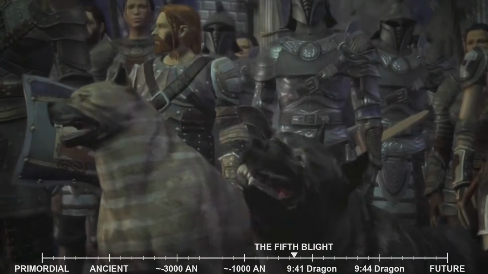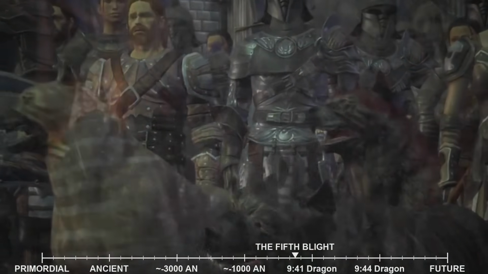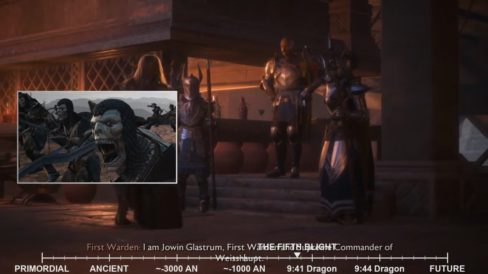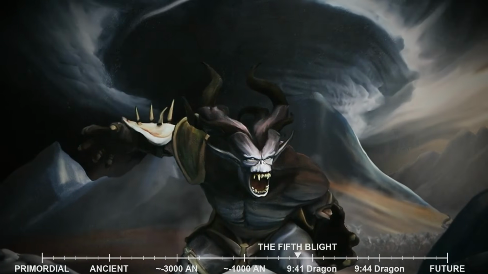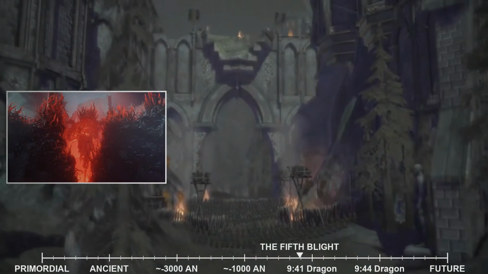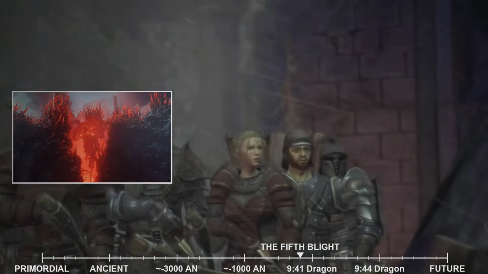For centuries, the Grey Wardens, an ancient order of warriors and mages dedicated to fighting the Darkspawn, had been the primary bulwark against these incursions. Their vigilance had largely kept the Blights at bay, but the Fifth Blight would prove to be a test unlike any before, pushing Thedas to the very brink of annihilation.